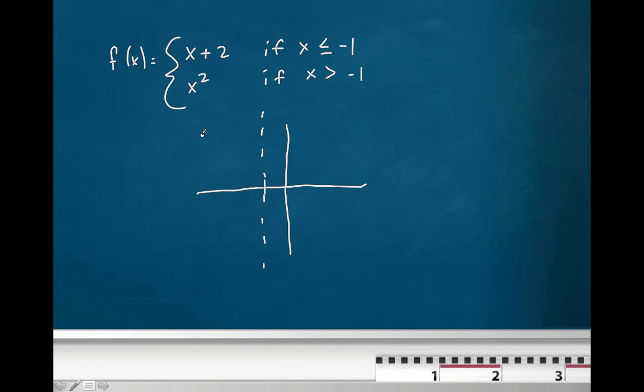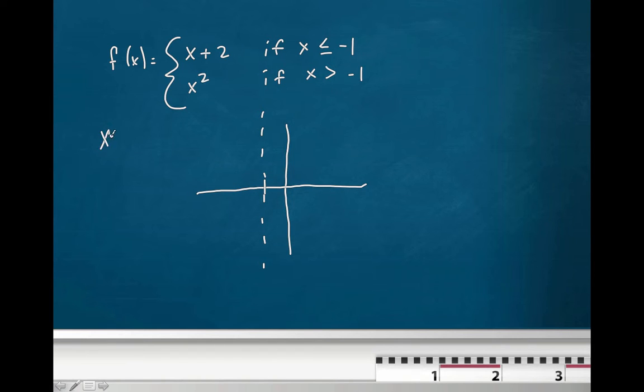Suppose we have a piecewise defined function that is defined as x plus 2 if x is less than or equal to negative 1, and then x squared if x is greater than negative 1. So basically what we're doing is breaking the domain up into two parts, the part that's to the left of where x is negative 1 and the part that's to the right.